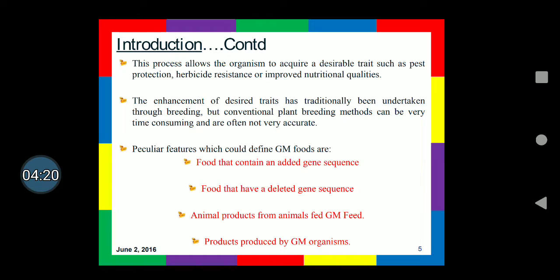The peculiar feature of genetically modified foods is that they contain an added sequence, which may be from an animal or any other source, or they have a deleted gene sequence. They also include animal products from animals fed with genetically modified feed, and products produced by the GM organism.